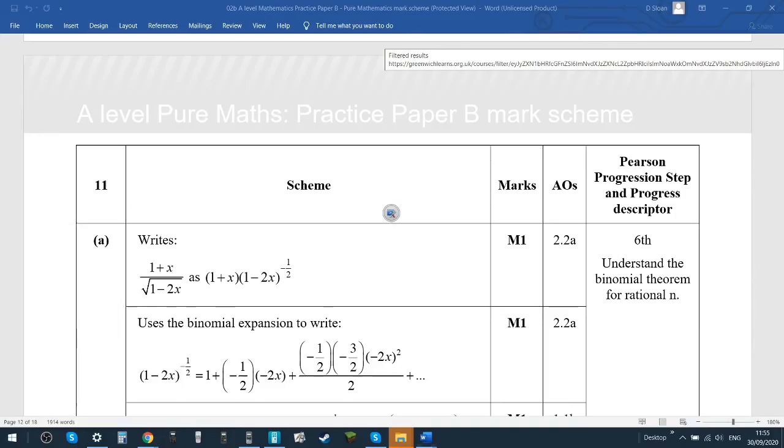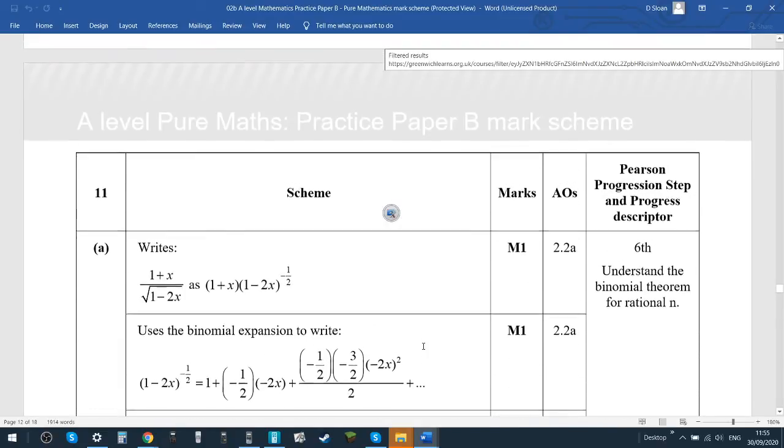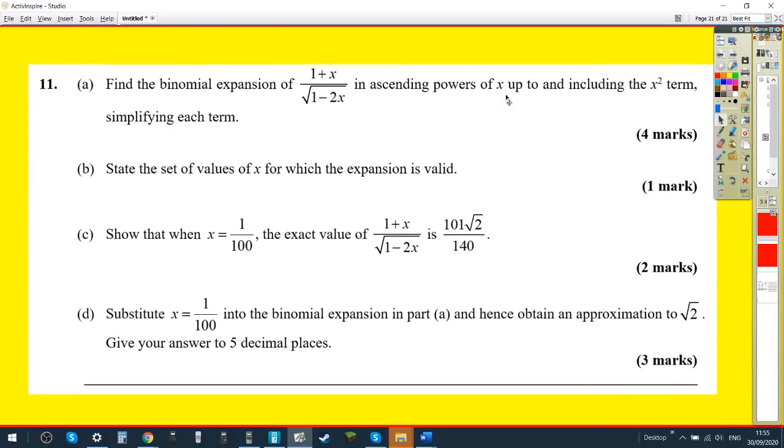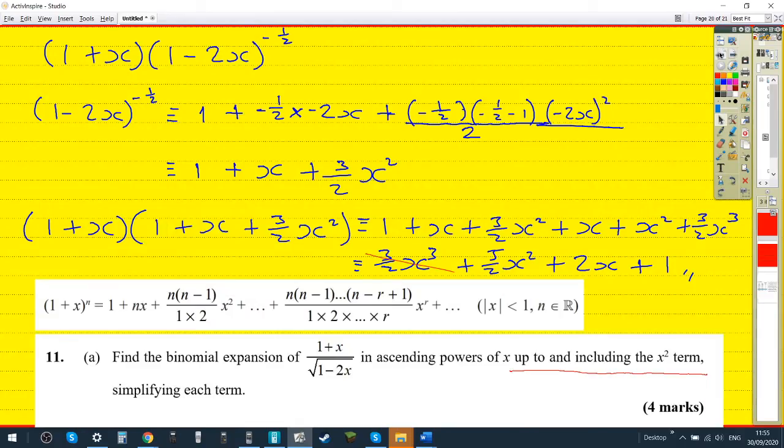Don't think you'd get penalized for exceeding that. Let me just see. Dot dot dot. Yeah, fine. Okay. Part B. State the values of x for which the expansion is valid.